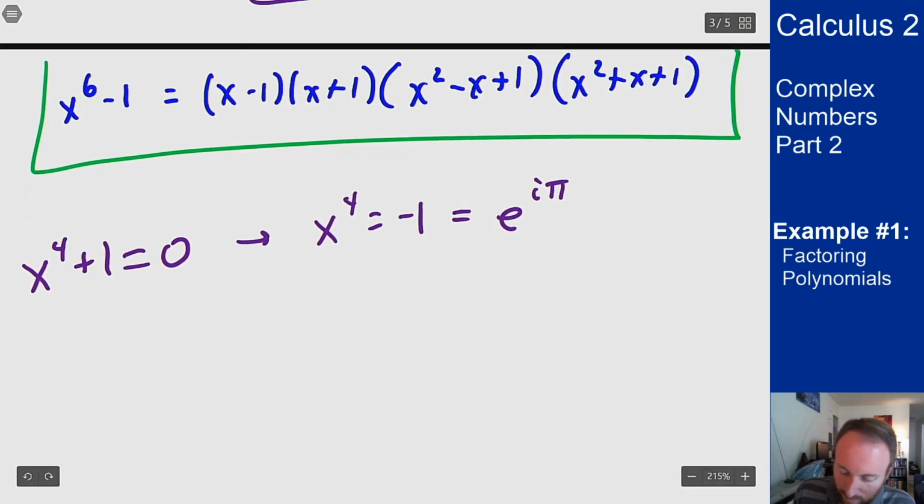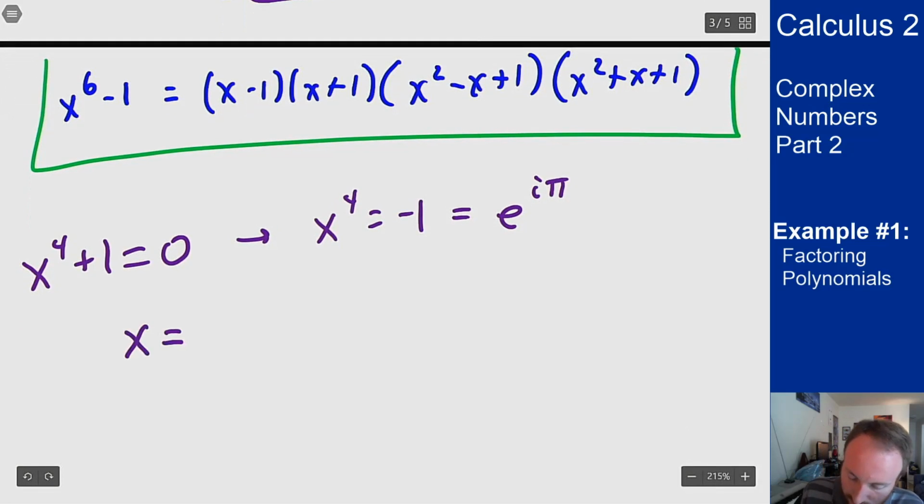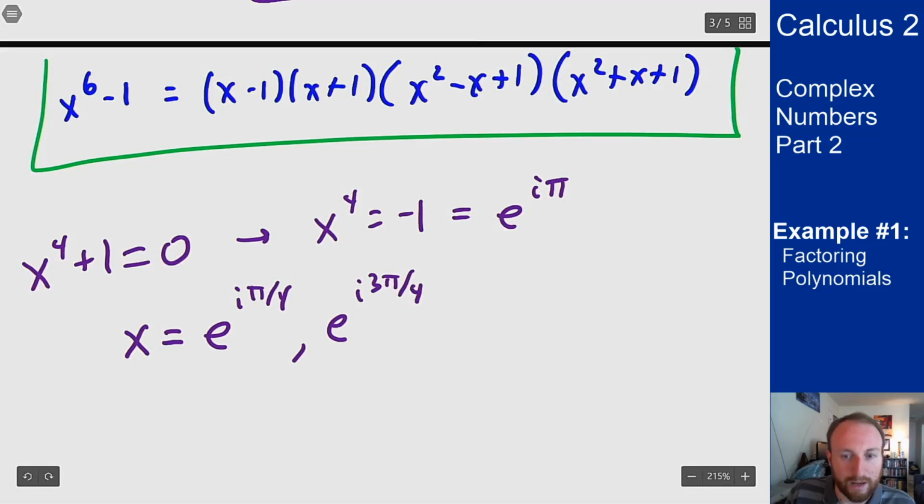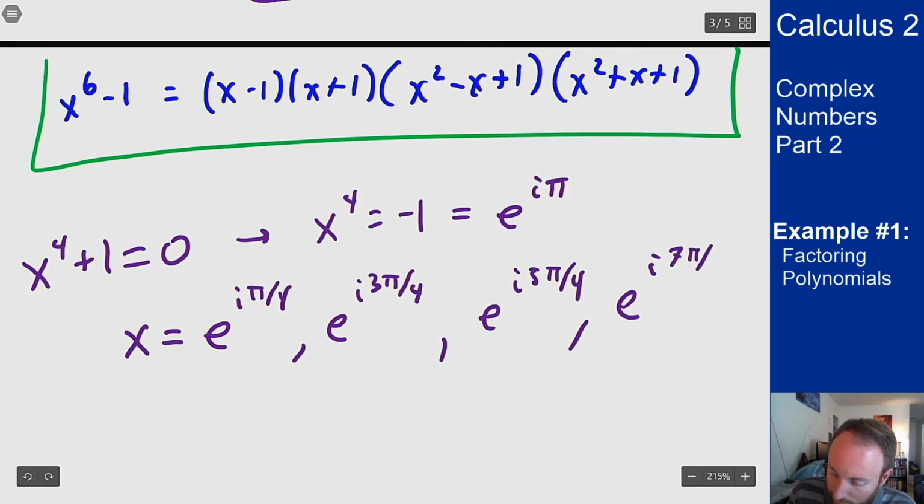So from this, I will get that my roots should be e to the i pi over 4, e to the i 3 pi over 4. When I add 2 pi, I get a 3 pi on top dividing by 4. e to the i 5 pi over 4, and e to the i 7 pi over 4.